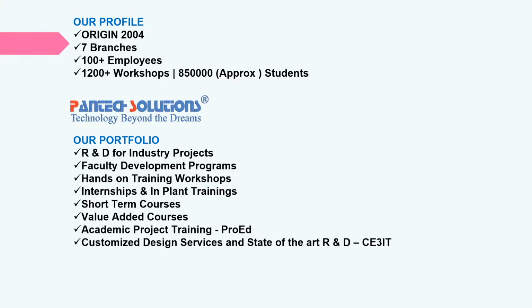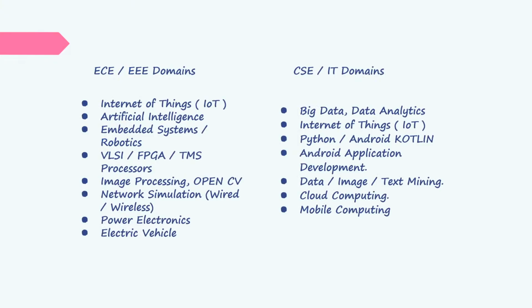This is our main portfolio, but we also cover CSE and IT department projects. For EC and EEE domains, we have Internet of Things, artificial intelligence and embedded systems, robotics, VLSI, FPGA and TMS processors, image processing and OpenCV, power electronics, and electric vehicles. For CSE and IT domains, we have big data and data analytics, Internet of Things, Python, Android, Kotlin, data mining, text mining, machine learning, deep learning, data science, cloud computing, and mobile computing.